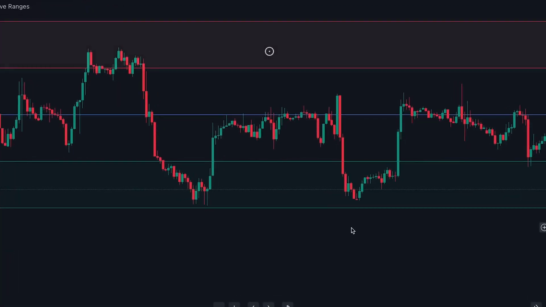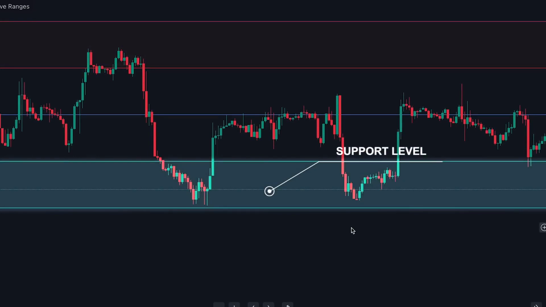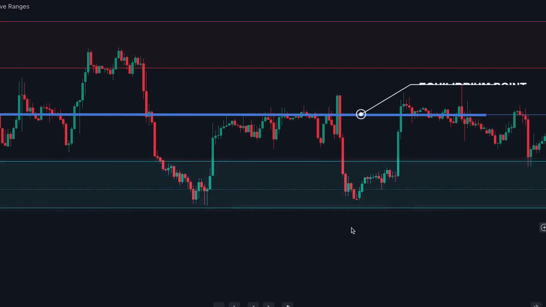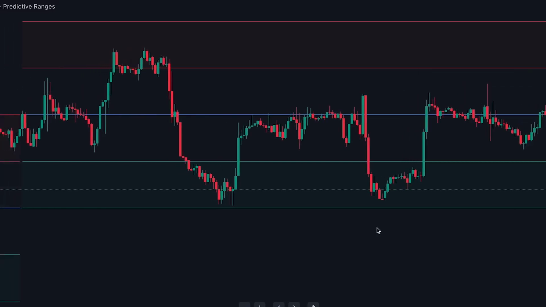The upper levels colored in red show the areas of potential resistance, while the areas in green are for support. The line in the middle is to indicate the equilibrium of the range, but it also acts as a tool to determine what direction the market might break out in.